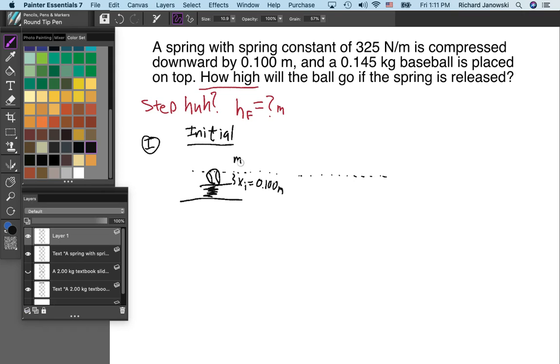And what else do we know? The mass of the ball, 0.145 kilograms. Let's see. The velocity of the ball initially is 0. There's no speed lines. The ball's not moving. And the height of the ball initially, what height is it at? H initial is 0 meters.